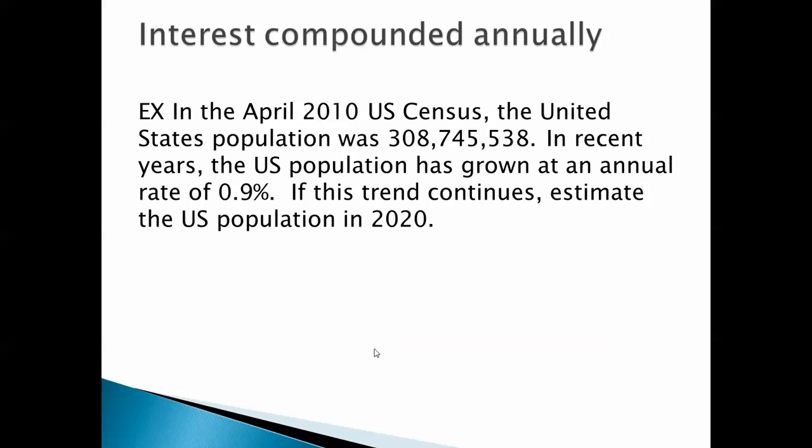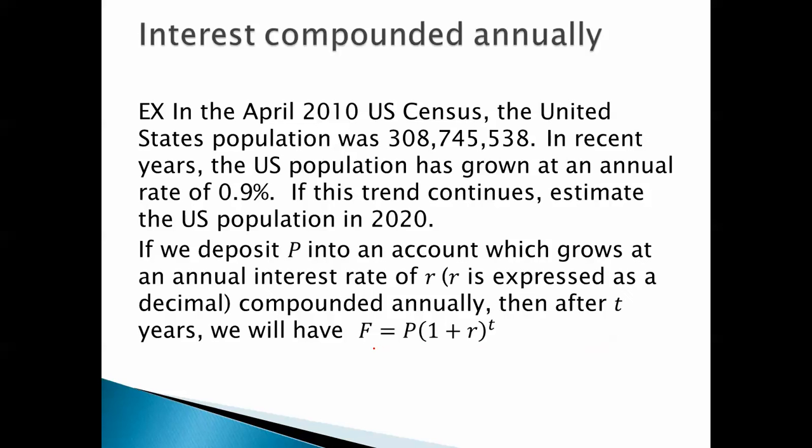Okay, again, we're going to use the same formula, F equals P times (1 plus R) to the T. So whether it's interest that's compounded annually, or growing populations, or inflation, we use this formula. Okay, F, we don't know. We don't know what that future population is going to be. We know the present population. There it is, 308,745,538. We know the interest rate, or really the rate of increase, 0.009.